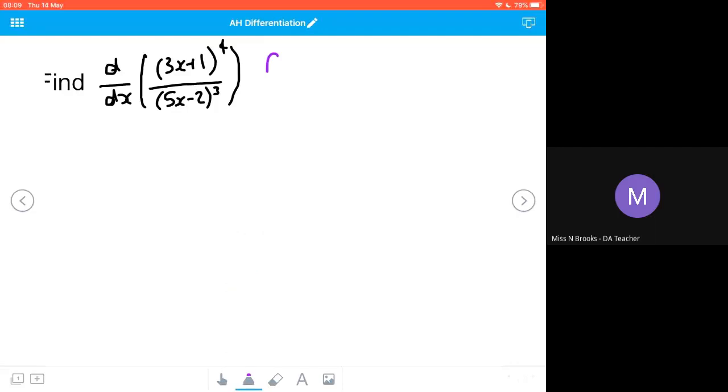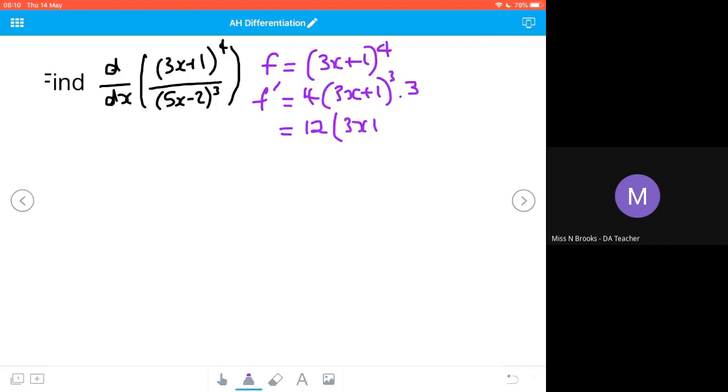So f is going to be 3x plus 1 all to the power of 4. So f prime is going to be 4 multiplied by 3x plus 1 cubed, and then we need to differentiate the inside of the bracket for our chain rule, so we're going to multiply that by 3. And that gives us 12 times 3x plus 1 all cubed.